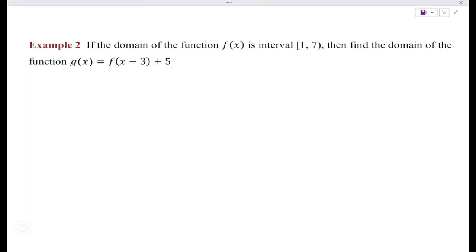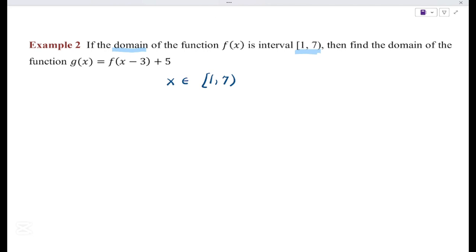For example 2, if the domain of the function f is the interval 1 to 7, where 1 is included but 7 is not included, then find the domain of the function g, which is equal to f of x minus 3, plus 5. So take note that the domain represents the x values. So 1 to 7 are x values.